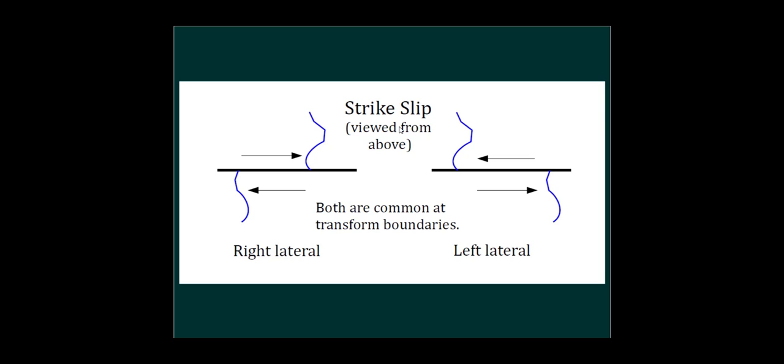But these are strike-slip faults, right? And what we're doing here is we're looking at these from above. There's two kinds, right lateral and left lateral. Let me get back to my laser pointer because it's fancier. And here's how you tell them apart. Imagine you're standing on one side of the fault and you're looking across the fault, and then ask yourself, what direction is the rock moving?